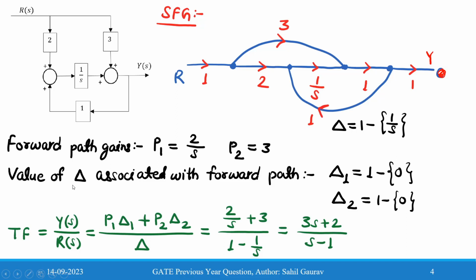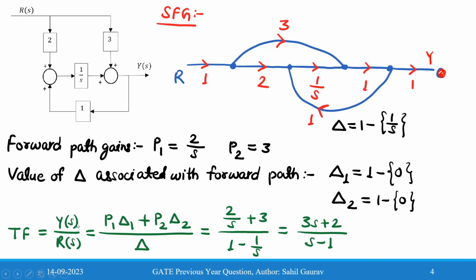Now we will find the value of delta associated with each forward path. Since the loop 1 divided by s is touching both forward paths, delta 1 and delta 2 will be 1, and the other terms will be 0. So we just represent delta 1 and delta 2 as 1. Now applying all these values in the transfer function, we will get it like this.